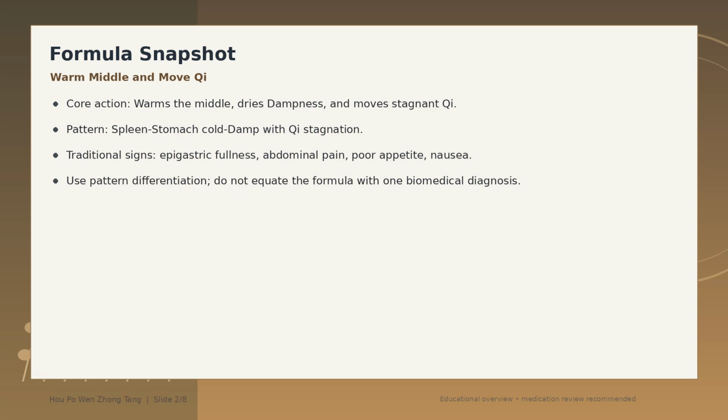Typical clues include epigastric fullness, abdominal pain, poor appetite, nausea, loose stool, and a deep slow pulse. These findings are not all required, and the same biomedical diagnosis can present with different Chinese medicine patterns. Conversely, these traditional signs can arise from multiple biomedical conditions. That is why pattern differentiation and conventional red flag screening should occur together.